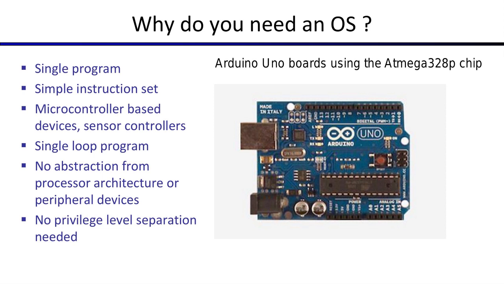Now, effectively you do not need an operating system to complicate things. It's much cheaper to just run a simple single loop program putting data output through the ports like this. And no abstraction from processor architecture is needed. You in fact are hard bound to that architecture now. There is no privilege separation needed because you happen to be the only program, and you can trust yourself to be running right in those cases where it is simple enough.